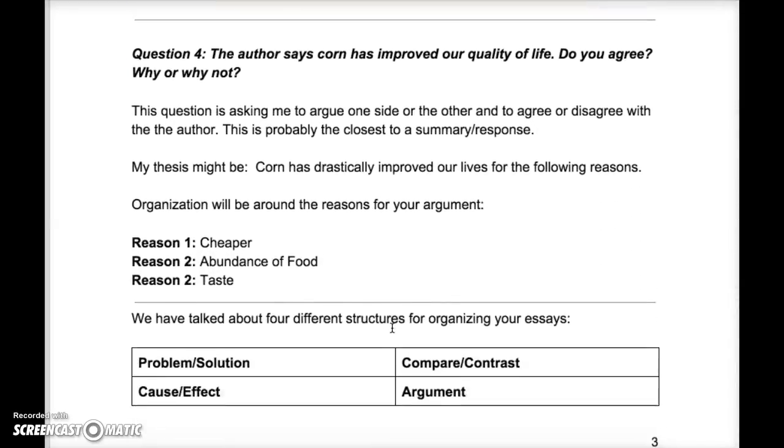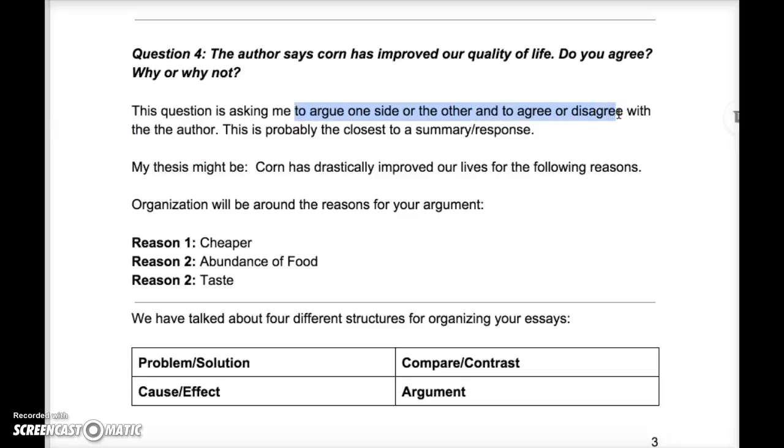Okay, moving on to question 4. The author says corn has improved our quality of life. Do you agree? Why or why not? So here is a different type of question. It's not asking me to compare. It's not asking me to talk about problems or solutions or the cause or effect. It's asking me if I agree or disagree, and with the author, right? So this is probably the closest to a summary response where you are summarizing the author's ideas in the introduction, but you're being asked to argue one side or the other and to agree or disagree.